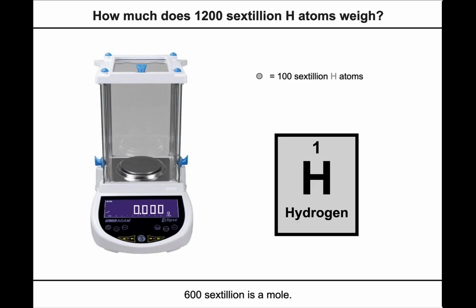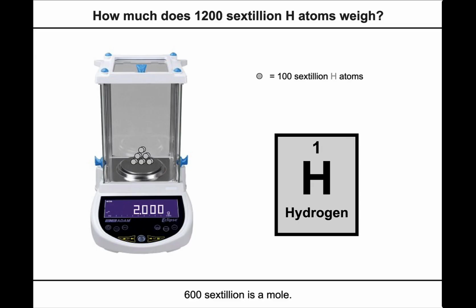Let's try another question to help you understand. I want to now weigh out not 600 sextillion, but 1,200 sextillion hydrogen atoms. Not 600, but 1,200. What's the relationship there? I'm first going to add 600 sextillion hydrogen atoms. Then I'm going to add another 600 sextillion hydrogen atoms. Think about how much that should weigh. Think about how much the first 600 sextillion weighs, and then think about how much it is if I add another 600 sextillion. Well, you guessed it. It should weigh 2 grams.